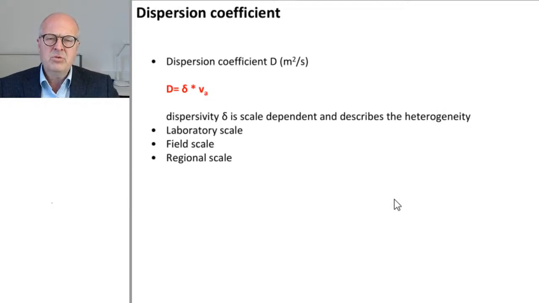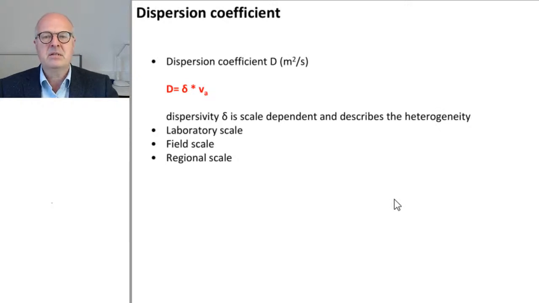And the dispersion coefficient is defined as the product of the flow velocity v and the dispersivity delta. The dispersivity now is a parameter that does not depend on flow velocity. This is interesting. It depends on the medium. And as we will see, it also depends on scale. So we have the dispersion coefficient.